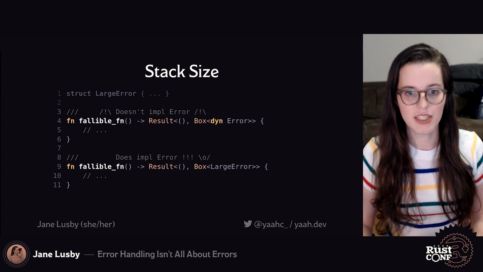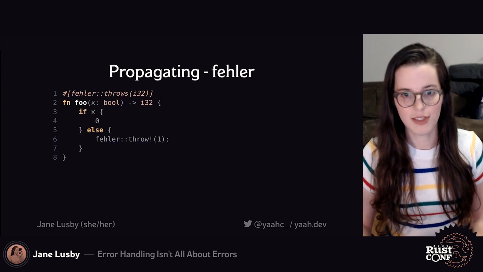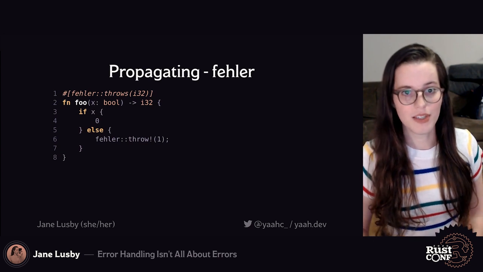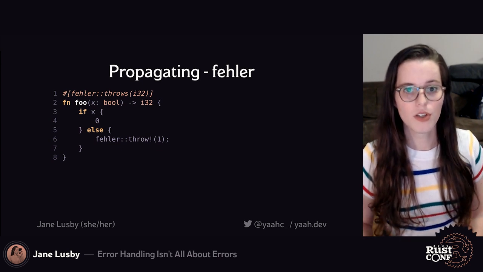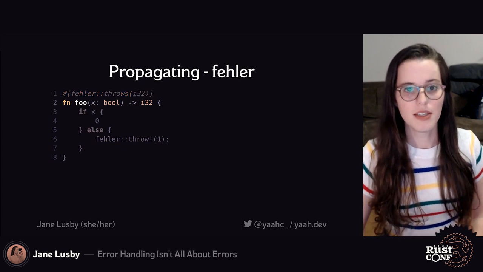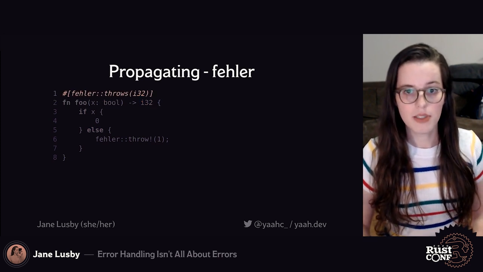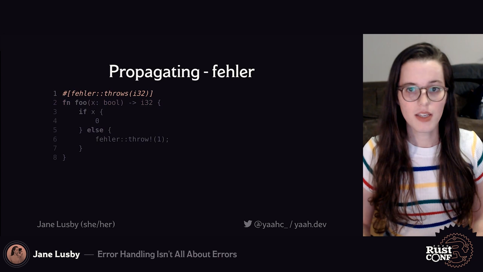Let's move on to propagation and gathering context, starting with fehler. fehler is a library that adds support for throwing functions to Rust through procedural macros. Functions annotated with throws return a Result where the Ok type is the apparent return type of the function and the error type is the type listed in the throws attribute.